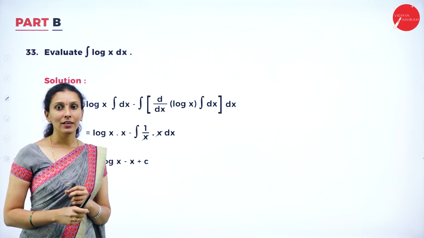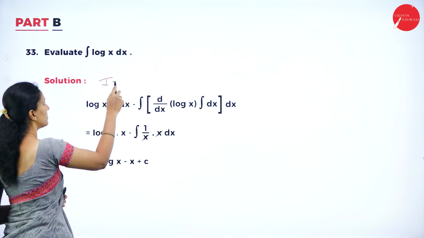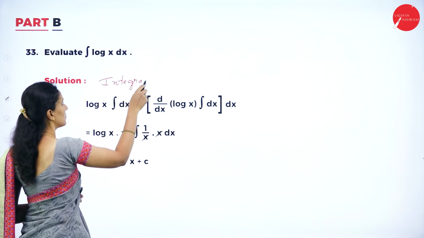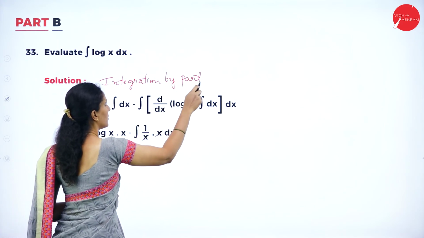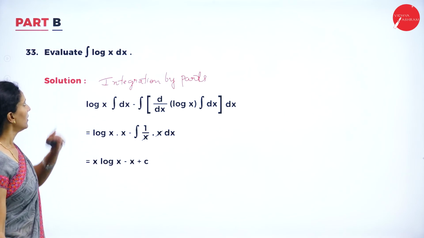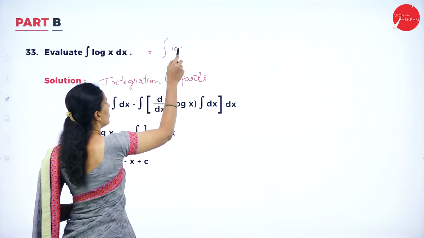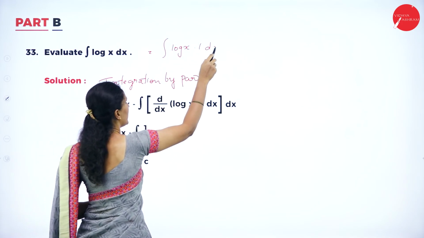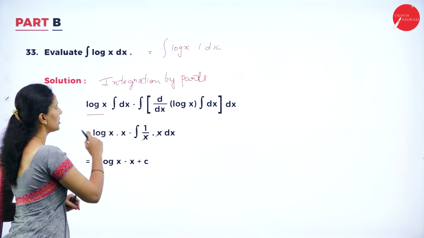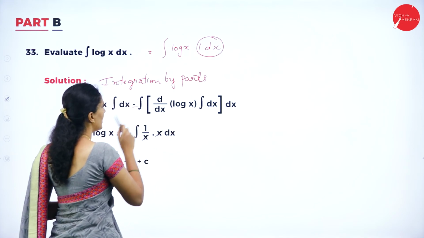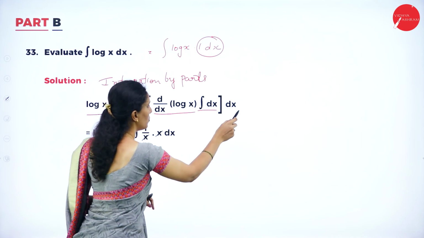Next, evaluate integral of log x into dx. So here I am applying integration by parts. So here integral of log x into dx, I will take it as integral of log x into 1 into dx. So to apply integration by parts, we have first function into integral of the second, minus integral of derivative of the first into integral of the second with respect to dx.